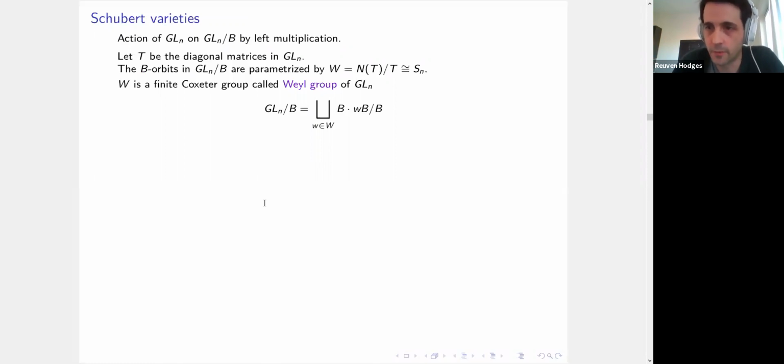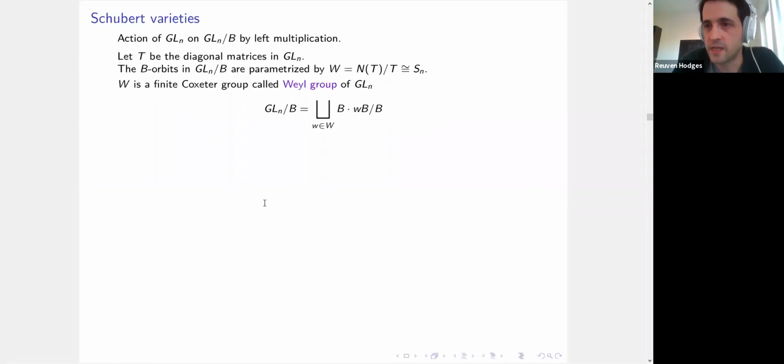There's just a single orbit. And so what you might be interested in instead is thinking about what B orbits look like inside of this variety. If you take T to be the diagonal matrices, then it turns out that B orbits in GLN mod B are parameterized by this group W, the normalizer of T mod T. And this is actually isomorphic in this particular case to the symmetric group on n letters.